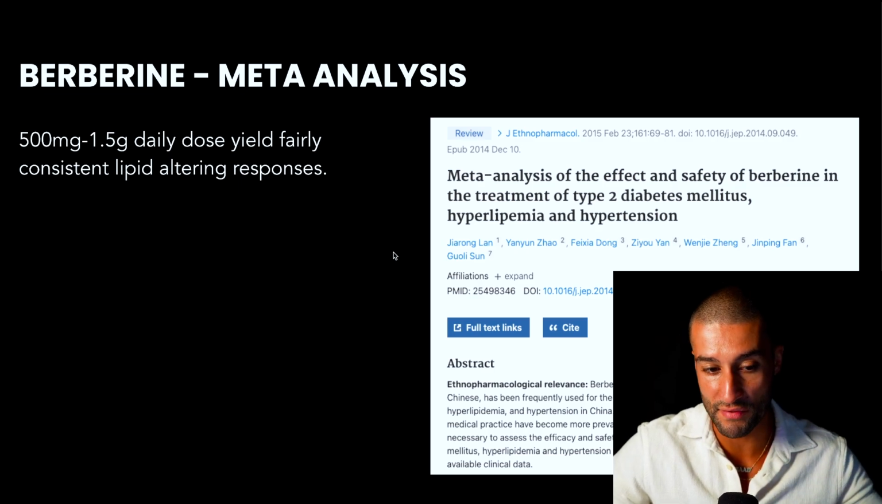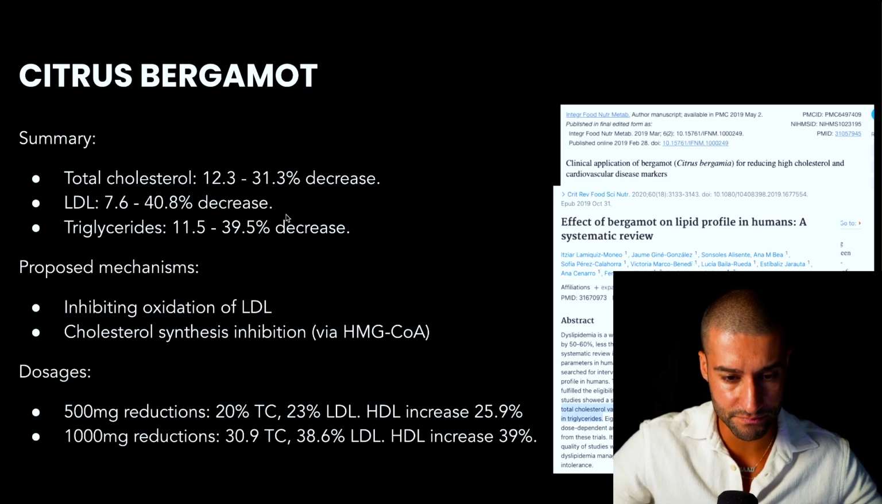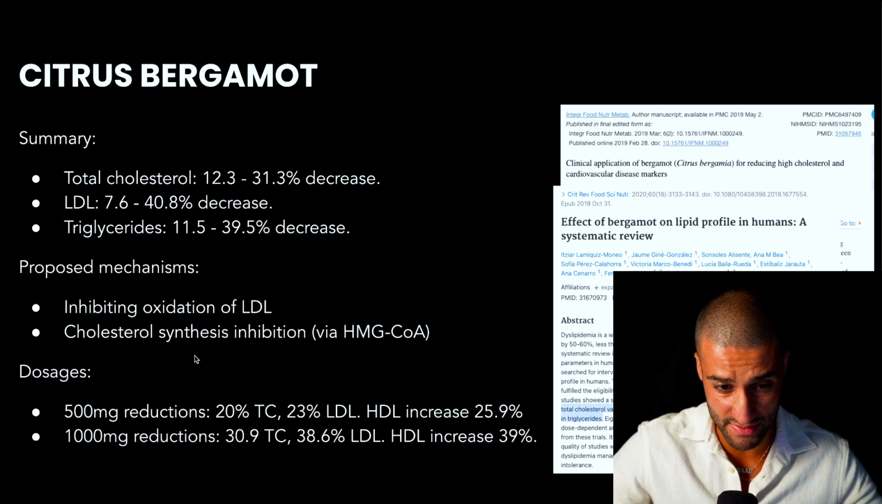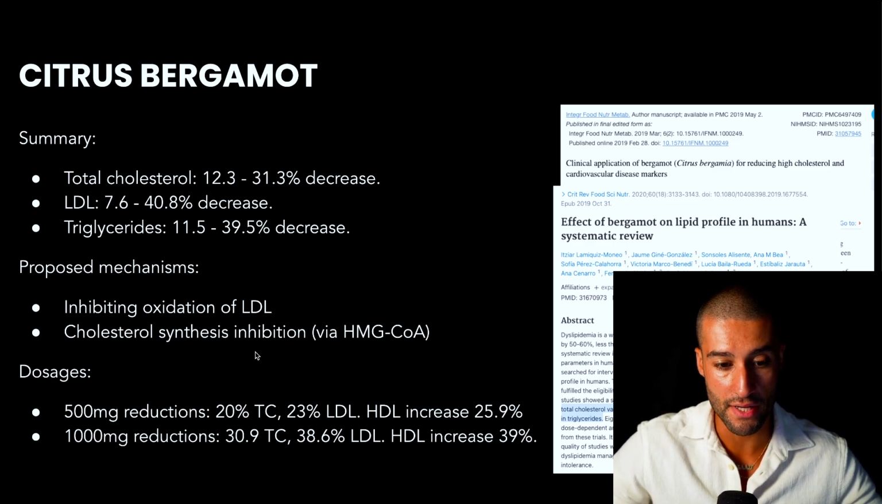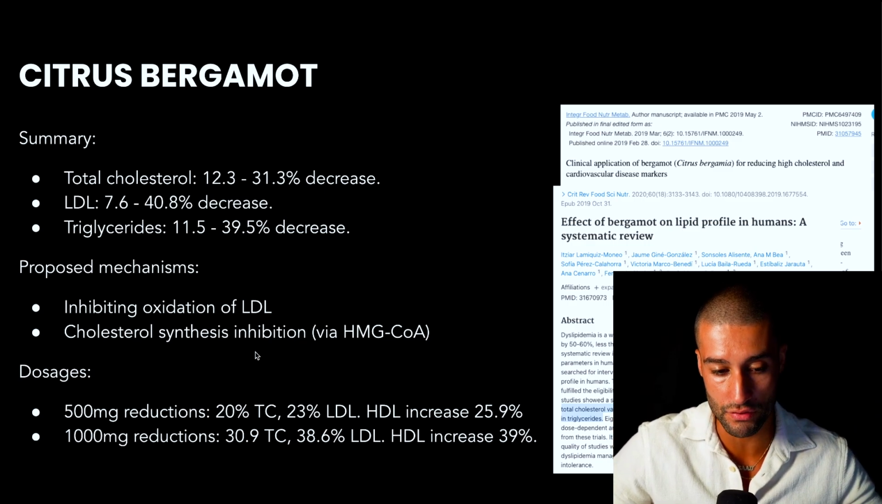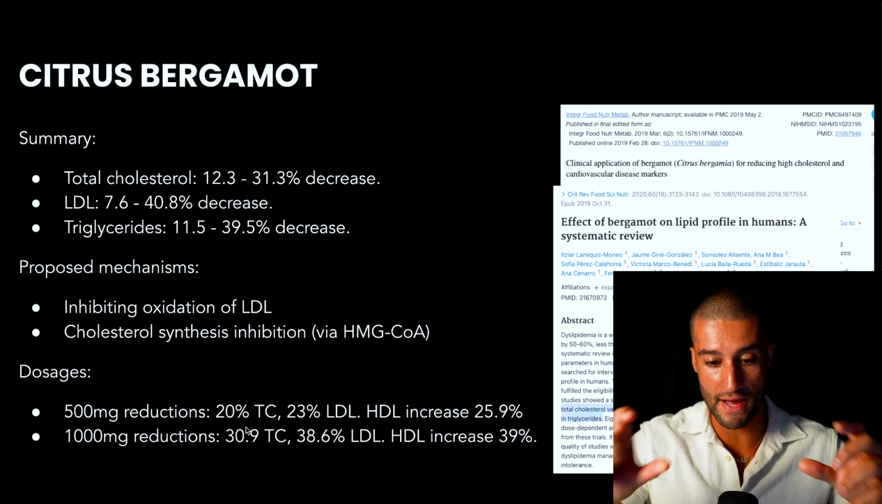This is even 1.5 grams. Citrus bergamot, we see a 12.3 to 31% decrease in total cholesterol. LDL, even all the way up to a 40% decrease, which is quite impressive. Triglycerides, similar. And how it's happening is inhibiting, if you remember from that diagram, the oxidation of that LDL, those low density lipoproteins. And in different dosages, it had different effects.